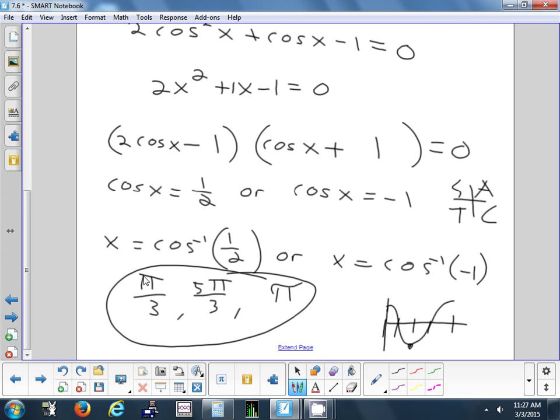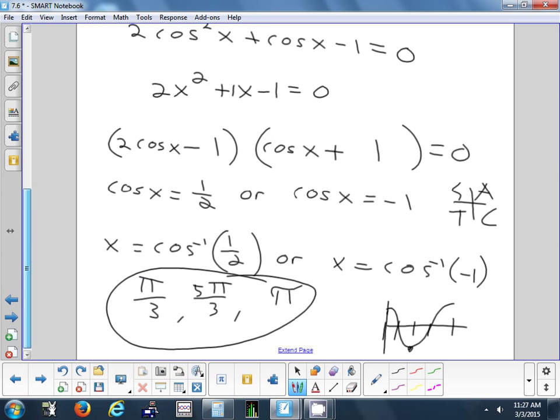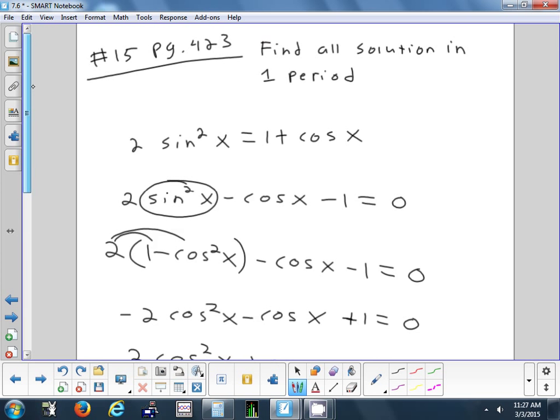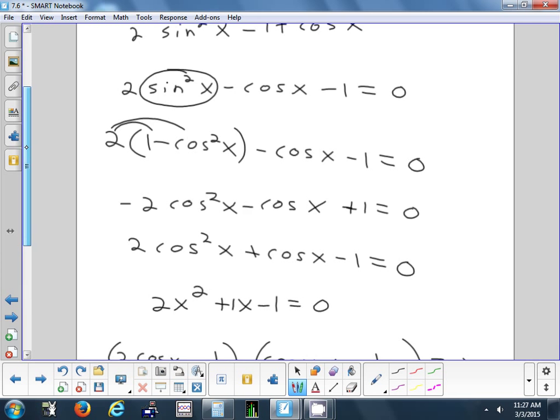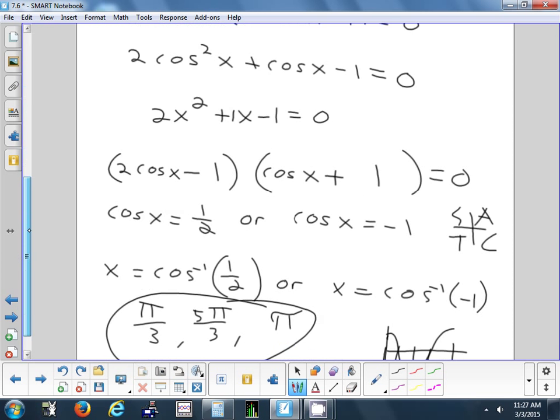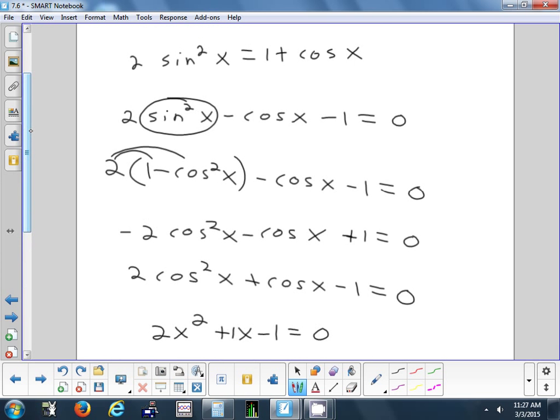Okay, go back up and make sure that all your answers are in the domain they wanted. They said find all solutions in one period. They didn't give us a domain. So we've got to make sure that those are all within one period. Okay, Jill, what's the period of cosine? Pi. No, not pi. The period of tangent is pi. Cosine is a little bit longer of a period. 2 pi. Okay, so cosine is 2 pi.